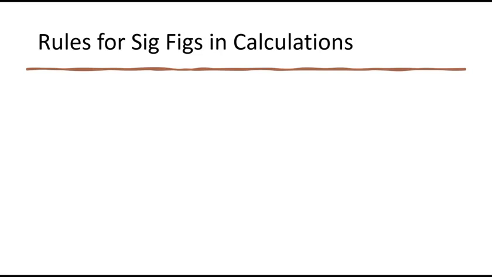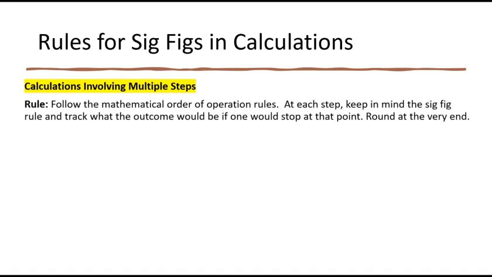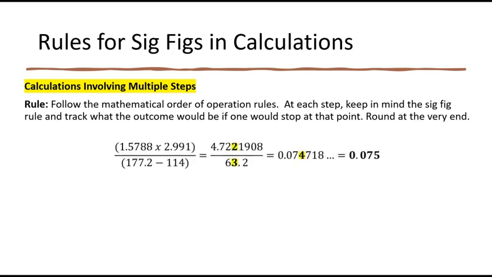Rules for sig figs and calculations. If we have multiple steps, follow the mathematical order of operation rules. At each step, keep in mind the sig fig rule and track what the outcome would be if one would stop at that point, but round at the very end. For example, if we were going to take 1.5788 times 2.991 in our numerator, that first operation is multiplication.